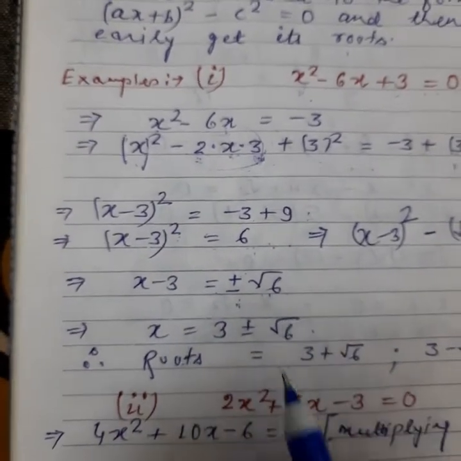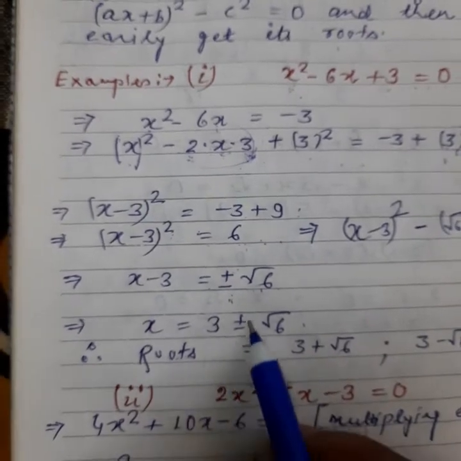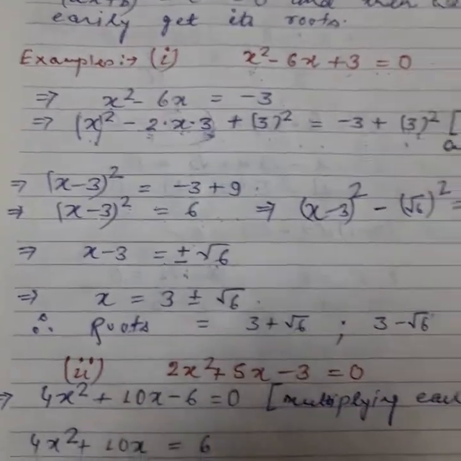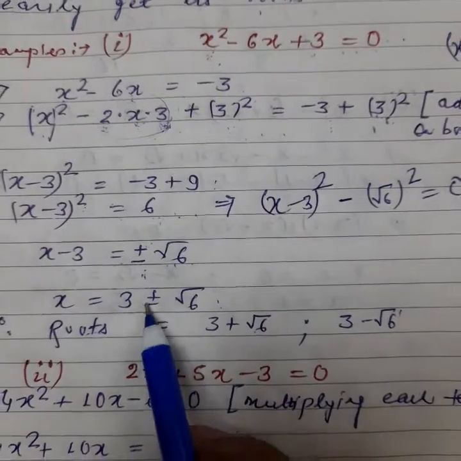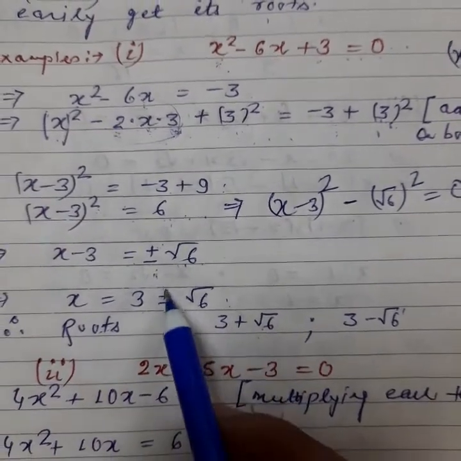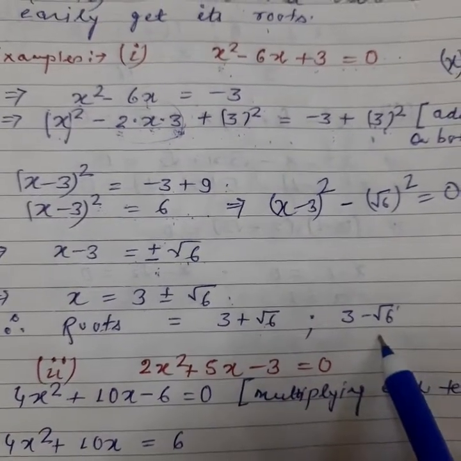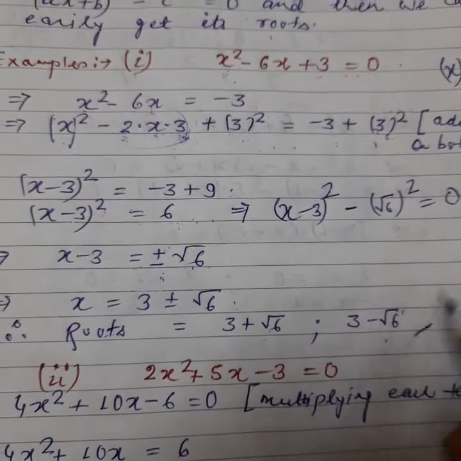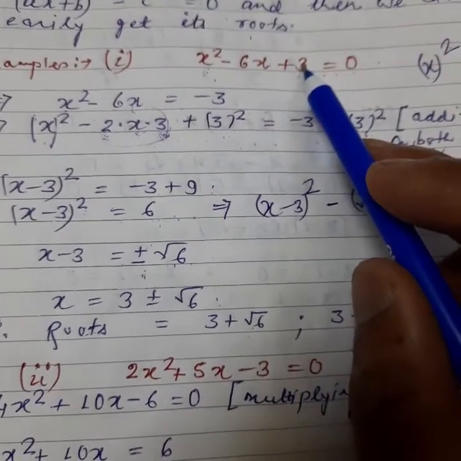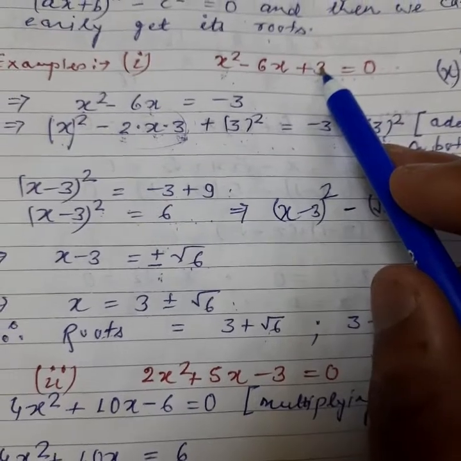This 3 went to the RHS side, x equals 3 plus minus root 6. So our two zeros are 3 plus root 6 and 3 minus root 6. So these are the two zeros of the given equation using the method of completing a square.